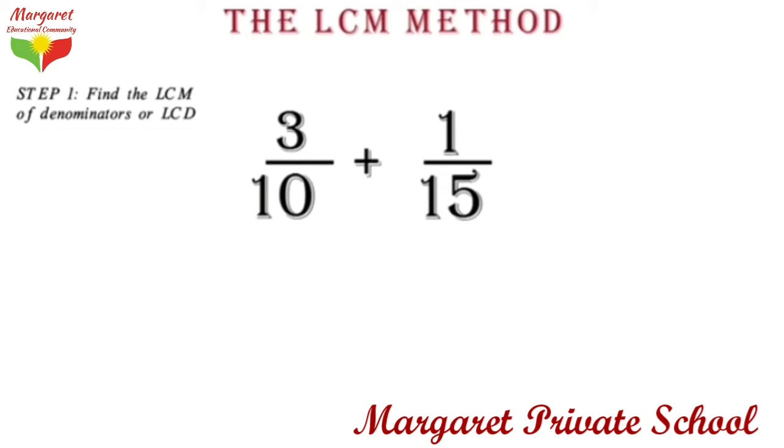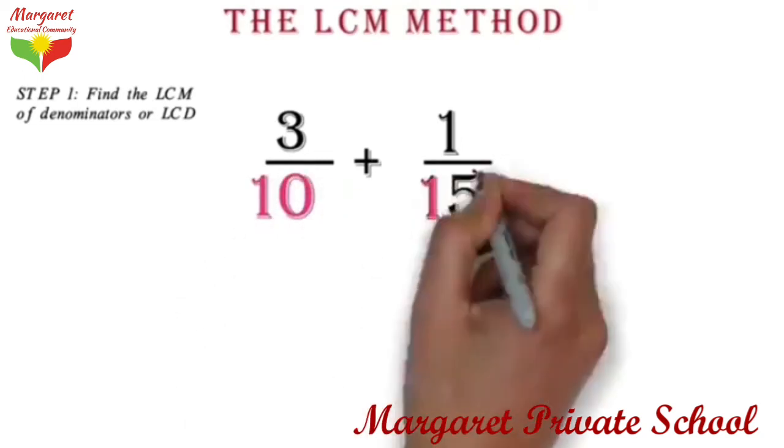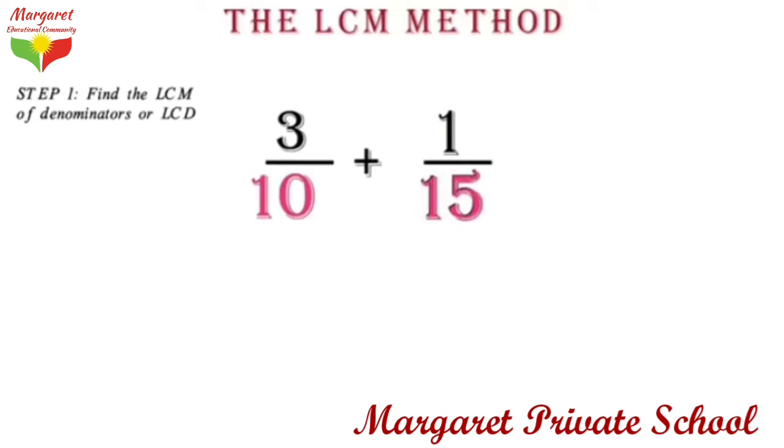Your first step in the LCM method is to find the LCM of the denominators. The LCM of the denominators is what is called LCD, meaning lowest common denominator. So we will find the LCM of 10 and 15. You can use any of the methods we used in our video on multiples.